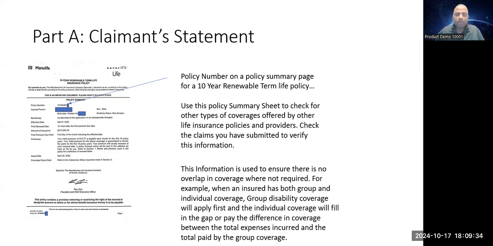Let's say your group policy kicks in first when it comes to coverage, and your individual policy fills in the gap. That will be the difference between the total required to pay for your medical expenses and the total covered by your group policy. They want to make sure that these two policies don't overlap, so that way you don't have a gap in between your coverage and the total required for your expenses.